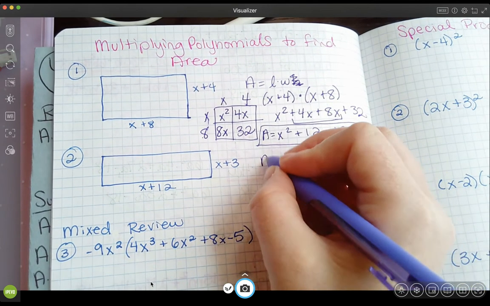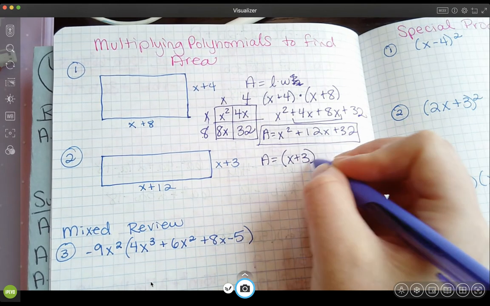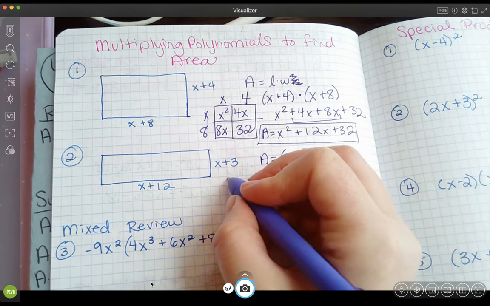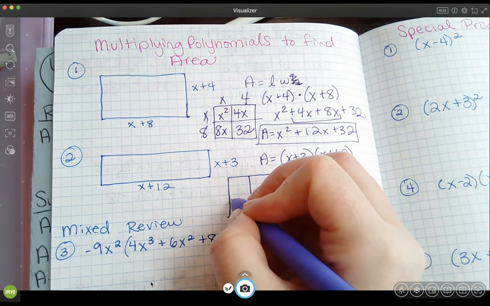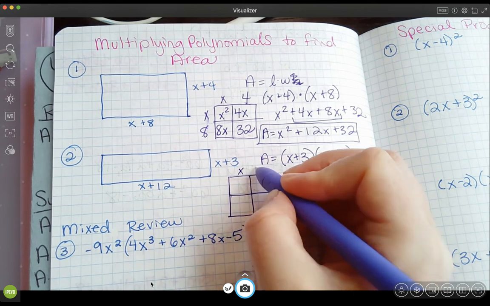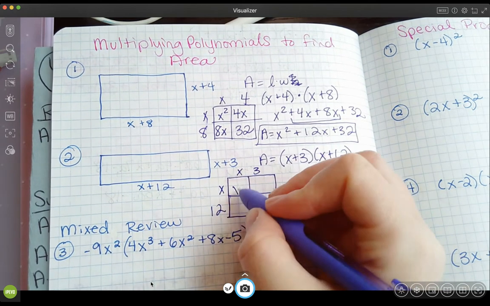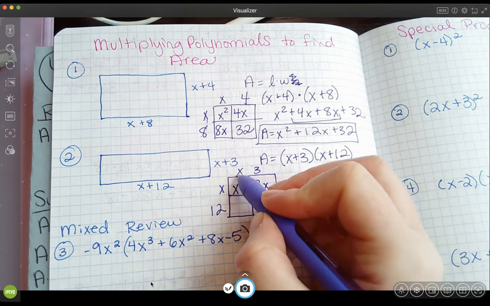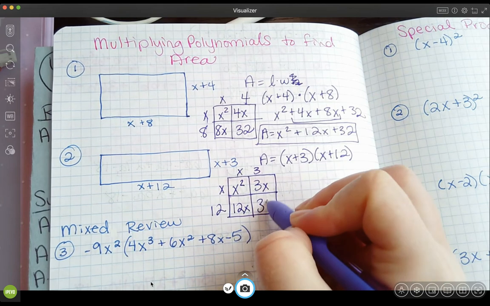Okay, the next one, area is length times width, so it'd be x plus 3 times x plus 12. And it doesn't matter which order you put it in. So we will do our box. X plus 3, x plus 12, x times x is x squared. X times 3 is 3x. X times 12 is 12x. 12 times 3 is 36.